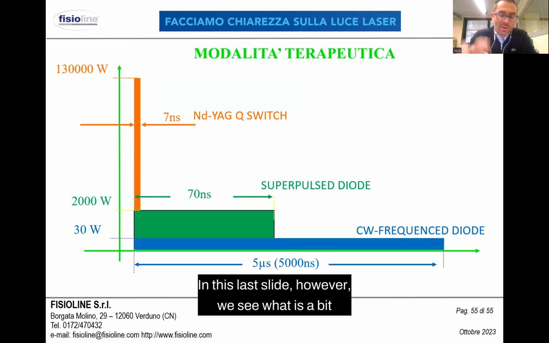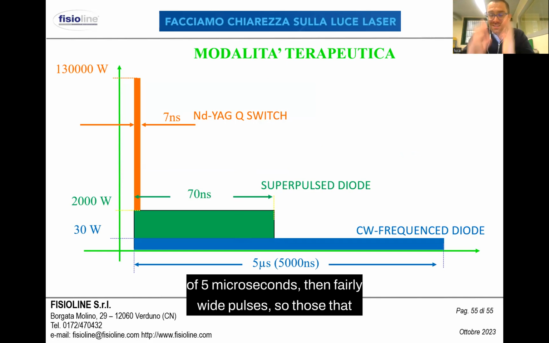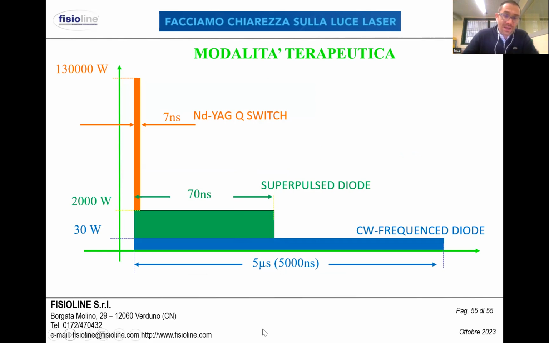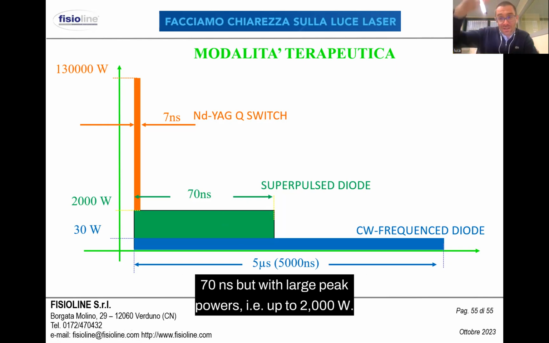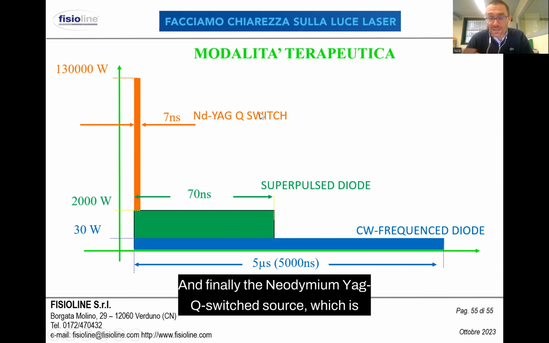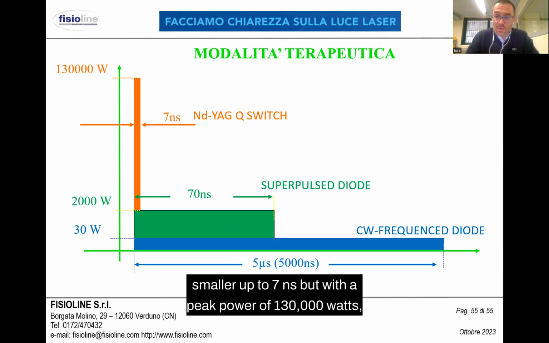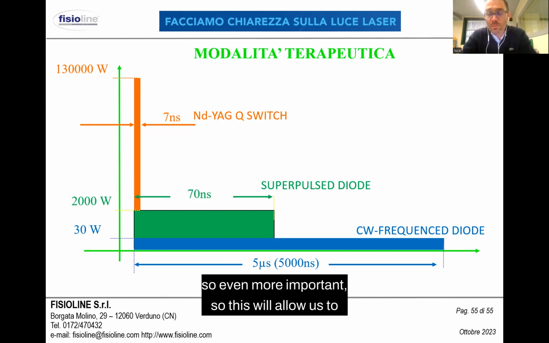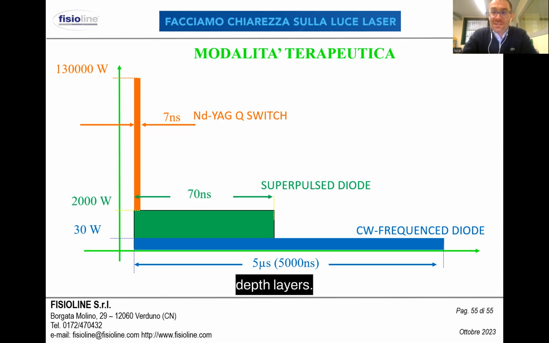In this last slide, however, we see a bit of a summary of what we said earlier. Continuous sources work in microseconds, generally pulses of 5 microseconds, fairly wide pulses, so those that give the thermal effect. Pulsed sources work with even smaller pulses, from 70 nanoseconds, but with large peak powers, up to 2000 W. And finally the neodymium YAG Q-switched source, which is the one of the Lumix Q. Here we have even smaller pulses, down to 7 nanoseconds, but with a peak power of 130,000 watts, so even more important. So this will allow us to still give a very large amount of energy to the deeper layers.